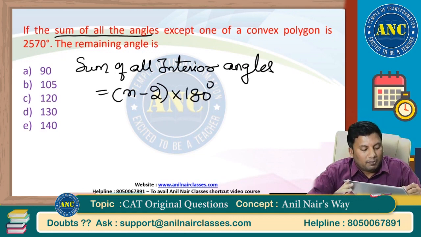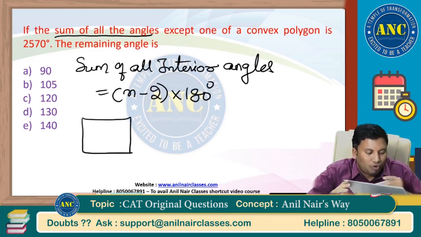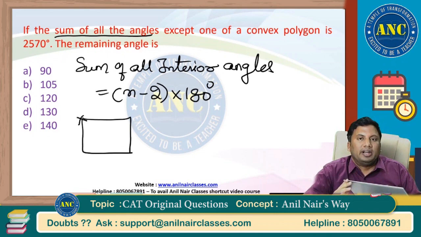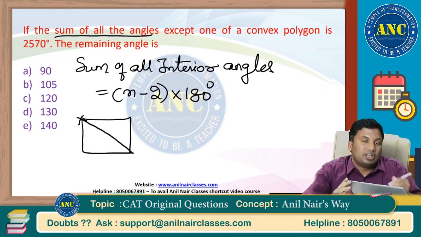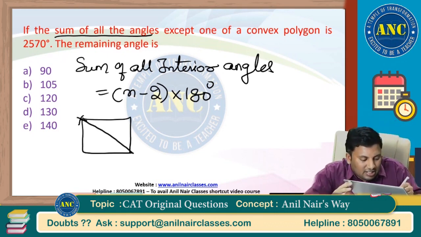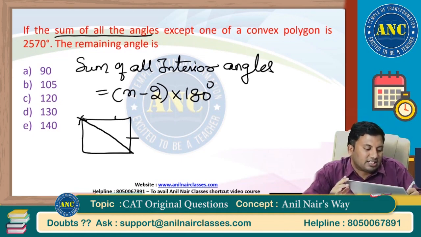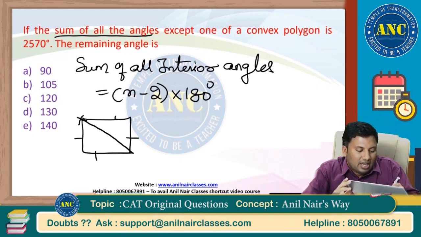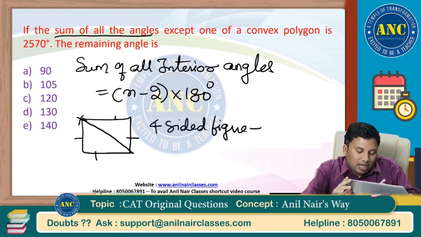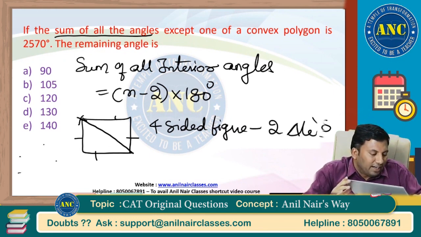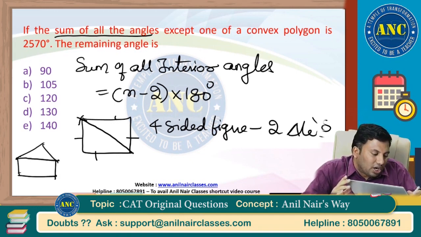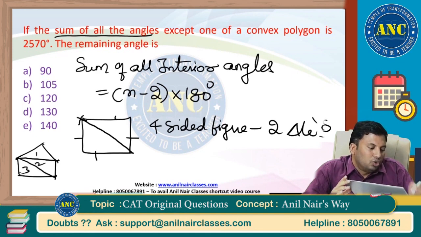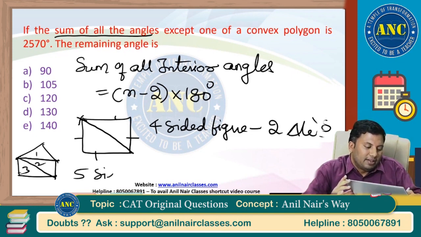Why is it n minus 2? Suppose I take a four-sided figure, take one point, and draw lines joining the non-adjacent vertices. This is an adjacent side, this is an adjacent side, this is an adjacent side. A four-sided figure has got two triangles. Suppose I take a five-sided figure, take any point, join the non-adjacent ones. 1, 2, 3. A five-sided figure has three triangles.